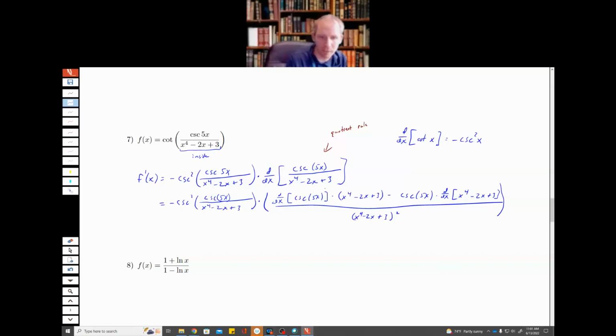Okay, so now I have to work out these two remaining derivatives here. So now I'm going to work out these two derivatives. Since I don't have to simplify my answer, I'm leaving everything else that I've already finished. I'm just going to leave it alone.